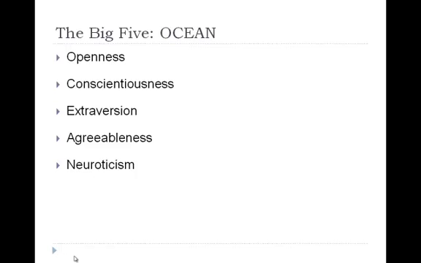So those are the big five, and with the exception of neuroticism, there's not a clear answer on whether it's good to be high or low in these. There are advantages to being toward one end of the scale either way.